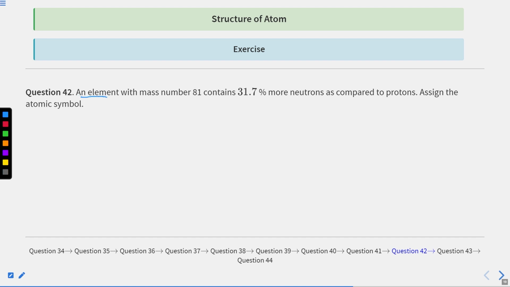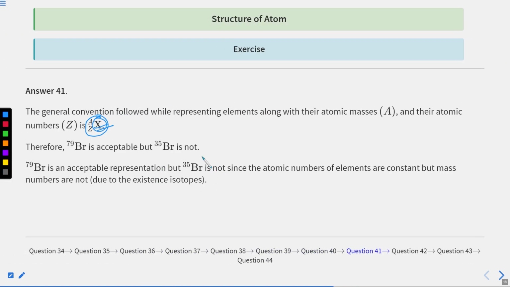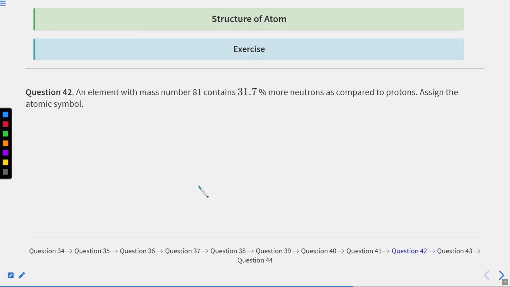Next, an element with mass number. Okay, so one more reason here. If you write 35 Br, suppose we are writing 35 Br, then it is not acceptable because the mass number is changing, but the atomic number will not change due to the existence of isotopes. Clear?